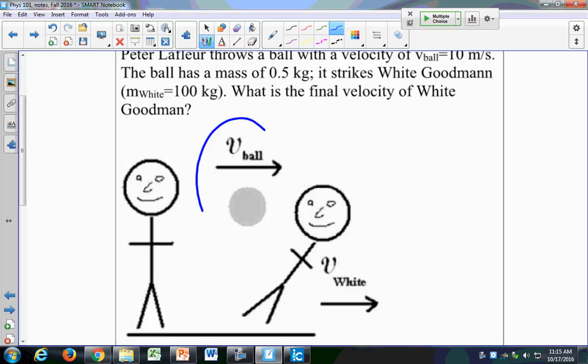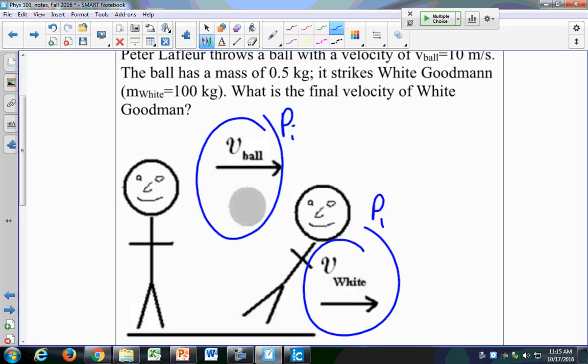Our initial momentum is only for the ball. Our final momentum is only for White Goodman. Those are the only two particles in our system. So we set those two equal to one another. We say that the mass of the ball times the initial velocity of the ball is equal to the mass of White Goodman times the final velocity of White Goodman. Now remember, I'm leaving two terms out here. I have another term over here, which is the initial momentum of White Goodman, but it's 0. And over here, I'm leaving out another term, which is the final momentum of the ball, which also goes to 0. And then I can put in some values here.